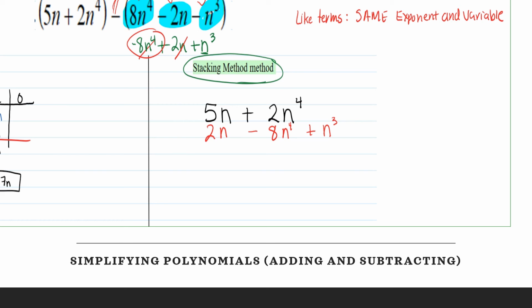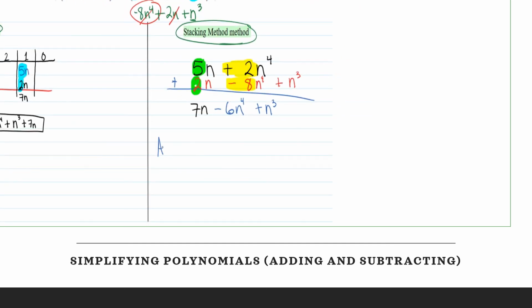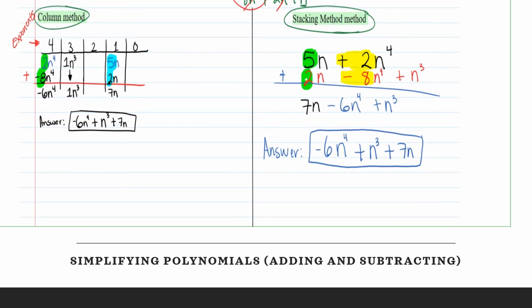And n to the third goes last because there's no other n to the third on top, so it doesn't line up with any of those previously written terms. So again, we add, so I get 7n, and 2 plus negative 8, that's negative 6n to the fourth. The variable and the exponent, when you're adding or subtracting, remain the same. Stacking does look faster and like less writing. The only downside is that your answer is not always in standard form, so you have to make sure that you go back and fix it so that it's in standard form.